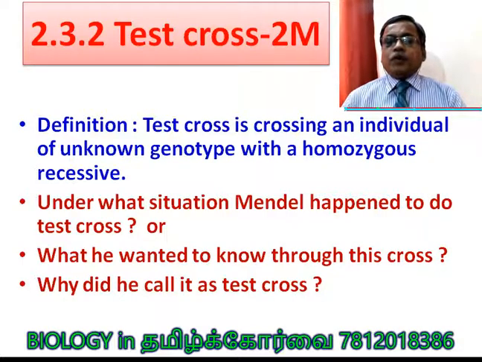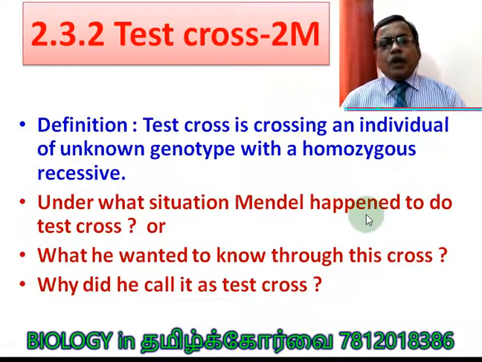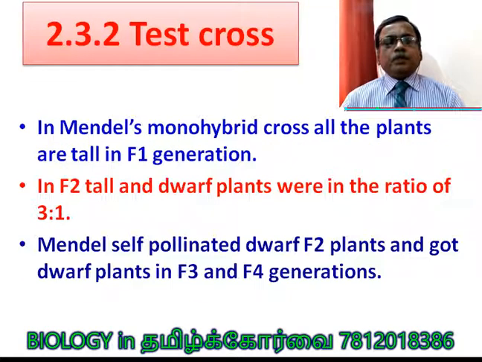Now we can enter into the actual concept. The test cross is crossing an individual of unknown genotype with a homozygous recessive. The unknown genotype may be capital T capital T or capital T small t. If you want to know, you can cross it with a homozygous recessive plant. From the result, we are able to understand what the parental plant exactly is. Under what situation did Mendel do the test cross? What did he want to know through this cross? Why did he call it a test cross? All the answers are in the forthcoming slides.